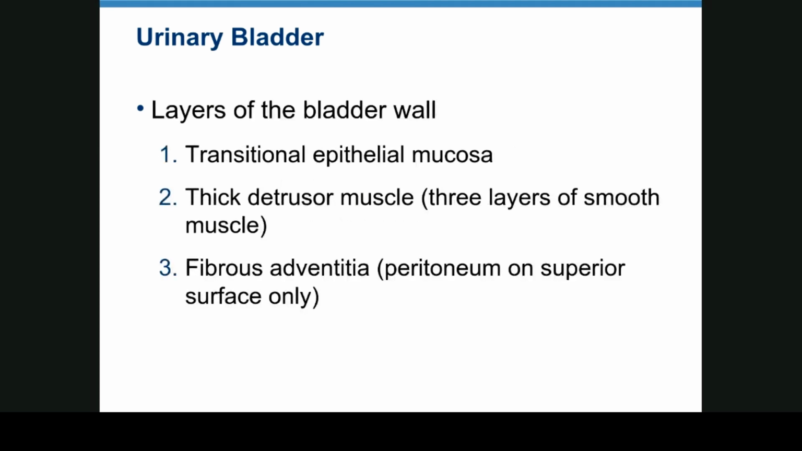Okay, layers of epithelium, the same old marshmallowy big poofy cells that squash when they get pressure on them. The thick detrusor muscle, and it's in three layers, and then a fibrous adventitia. Actually, peritoneum is on the superior surface of the urinary bladder.